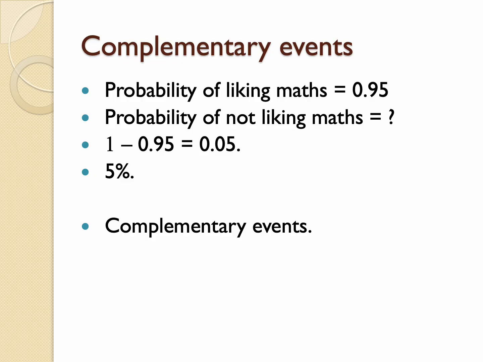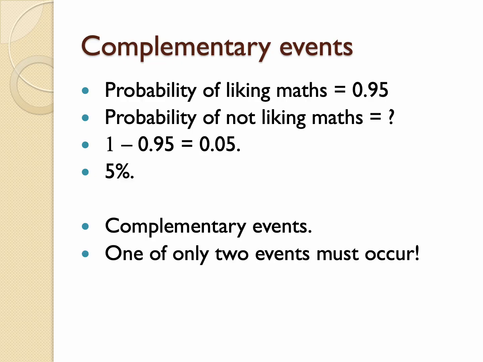But that's not all. They are a special kind of mutually exclusive events. That is, they are complementary events. And this is why the sum total of their probabilities equals 1. This means one of the 2 must occur. There is no third possibility.